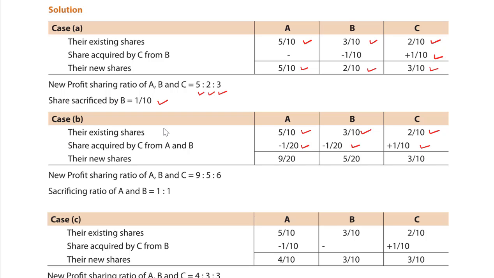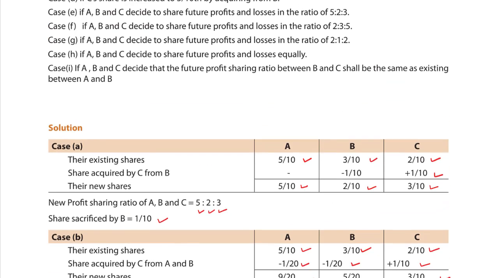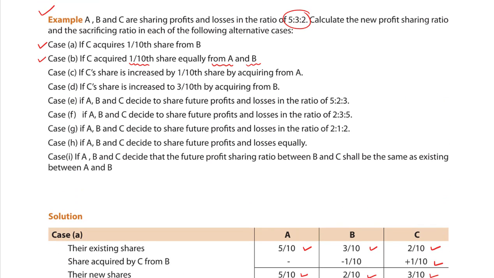So A's new share will be 5 by 10 minus 1 by 20, that is 9 by 20. In case of B, 3 by 10 minus 1 by 20 is 5 by 20. And C's share will be 2 by 10 plus 1 by 10, which is 3 by 10. The new profit sharing ratio between A, B and C is 9 is to 5 is to 6. And the sacrificing ratio between A and B is 1 is to 1, because in the question it is given that they'll share the sacrifice equally.